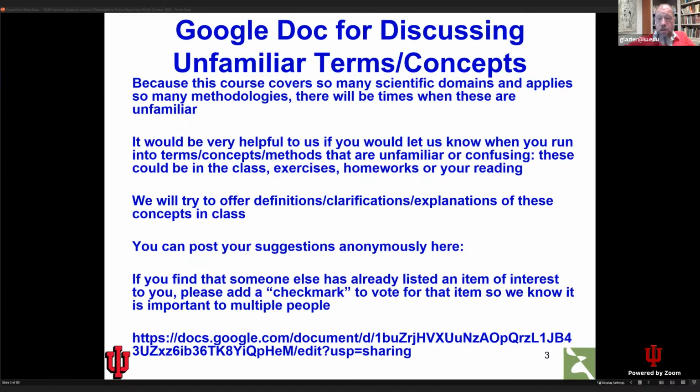We've created a Google Doc for that, and if you could post your comments anonymously, and then if you think somebody has listed an item that's important that you'd like to see, you could put an extra star or something in front of it so that we know. We'll try to cover all of them, but if there are a lot, we'll focus on doing the ones that have the highest priority first, which are ones that multiple people find unclear. Okay.